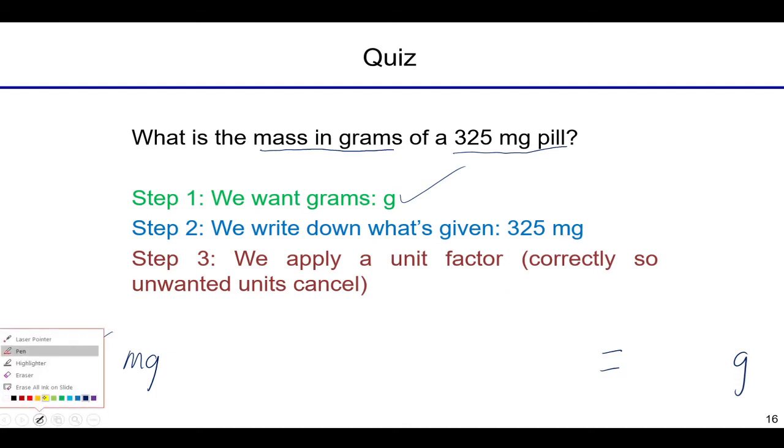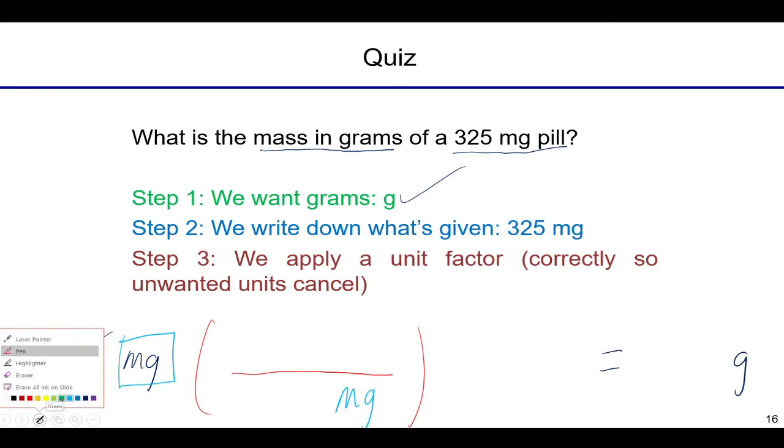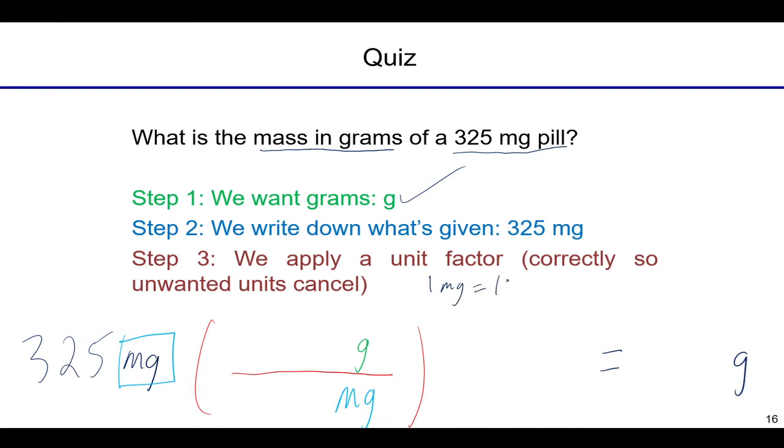We apply a unit factor. Okay, so step 3 here is apply this unit factor. We're going to look at what unit is given, milligrams. That must go down here. What unit is asked for, grams. That must go up here. And now I have to apply the unit factor. What is the relationship between milligrams and grams? Maybe I've remembered 1 milligram is 10 to the negative 3 grams.